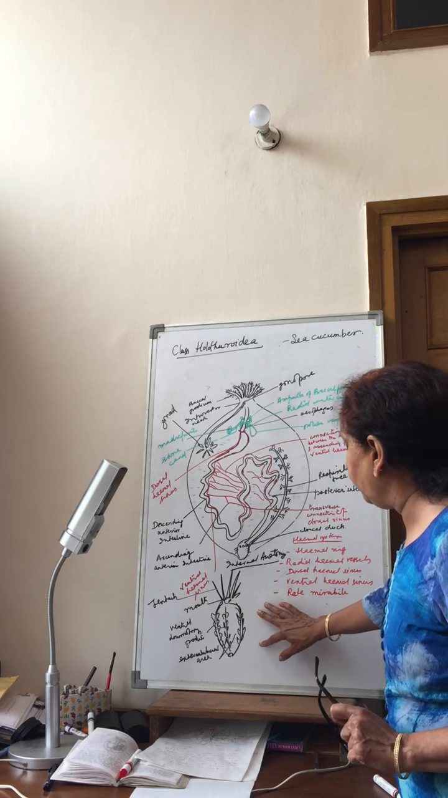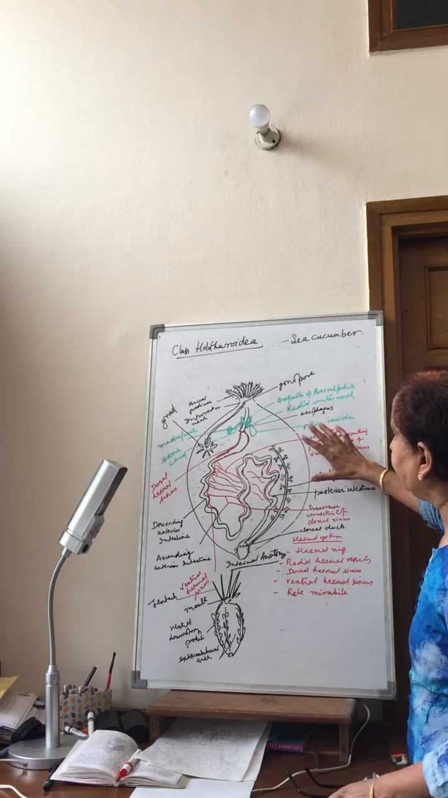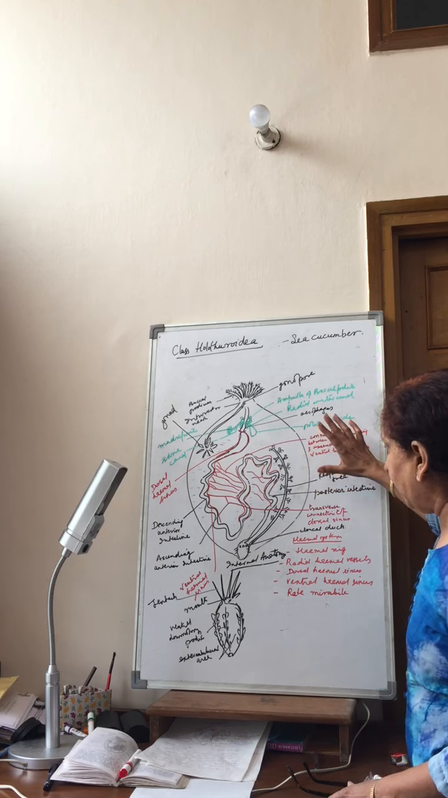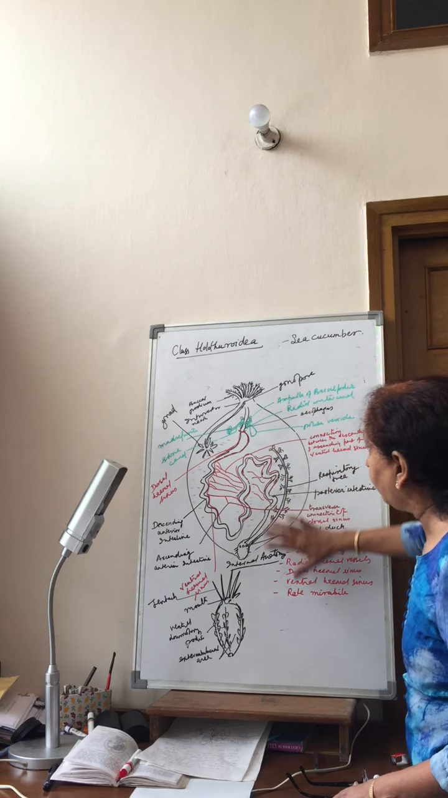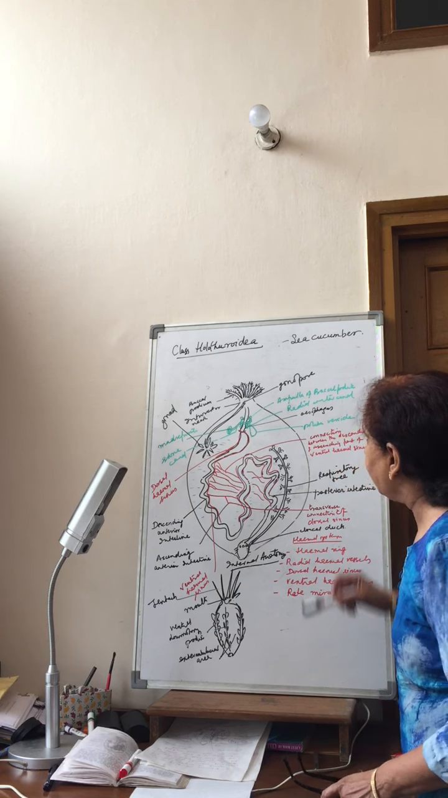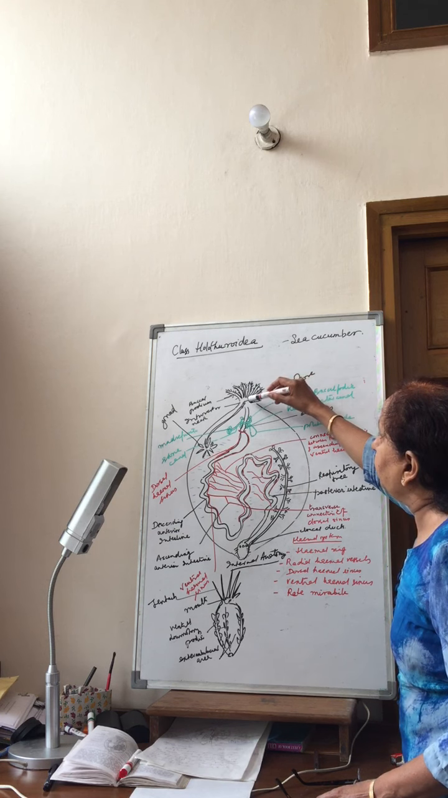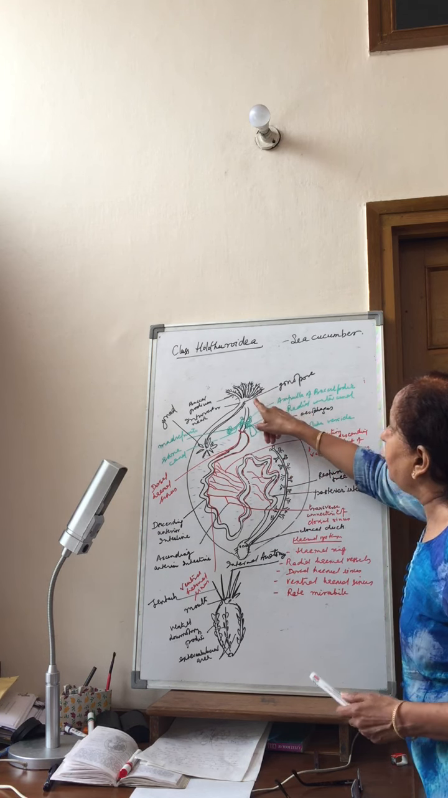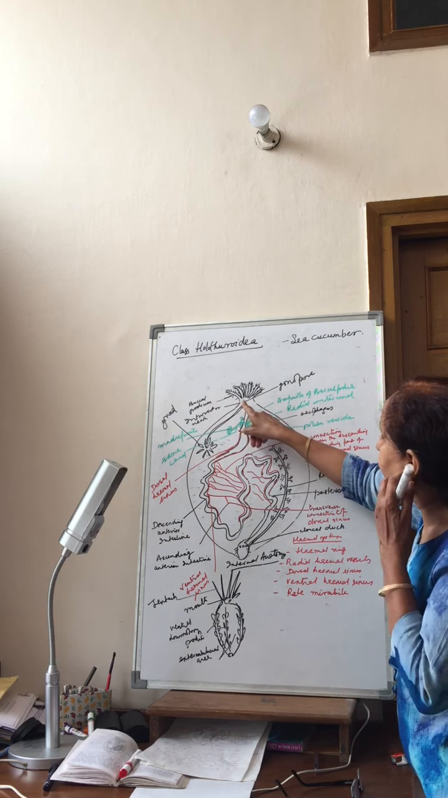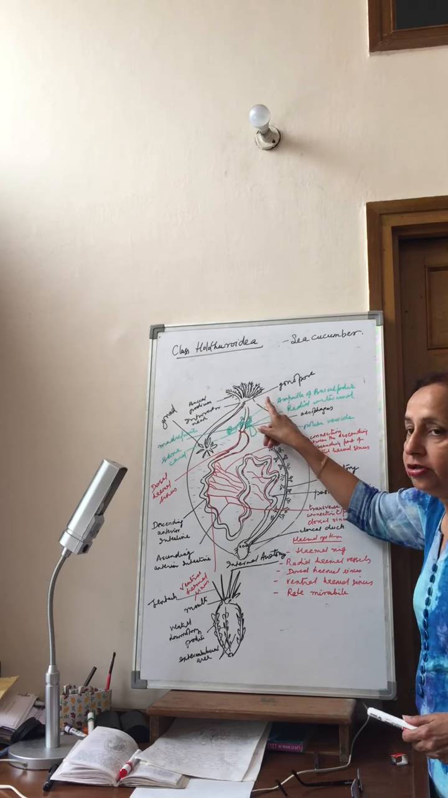Now if we see the internal anatomy of the animal, the buccal podia are there on the anterior side. The mouth is there, and the buccal podia are there. This area we call the introvert or the neck.